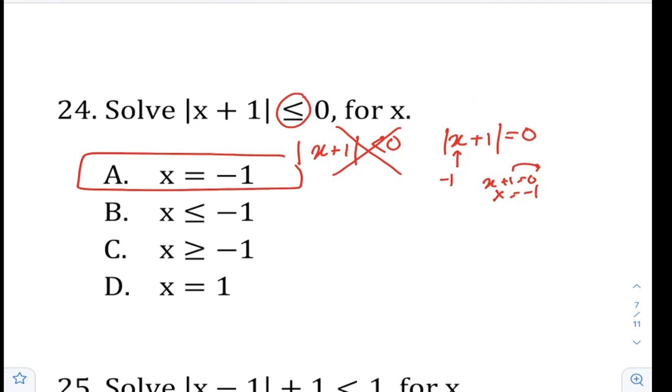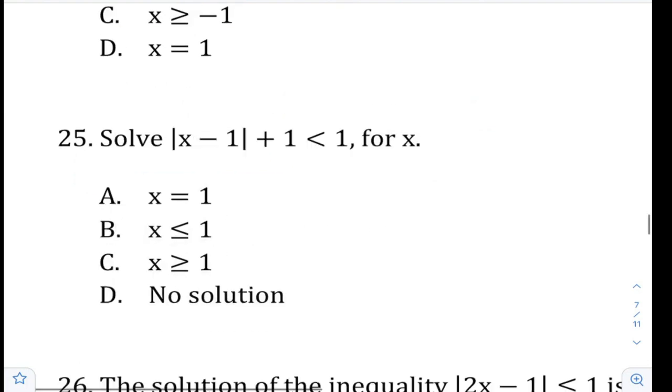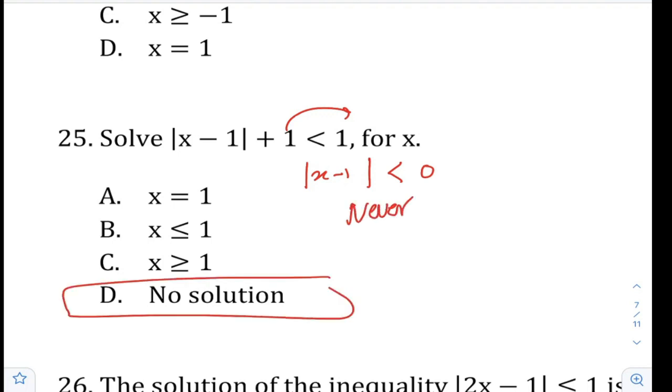Let's solve 25. If you want to start solving the absolute value inequality or equation, isolate it. So this will be 1 minus 1 means 0. Can the absolute value be less than 0? Could it be negative? Never. Never true. So no solution. The empty set.